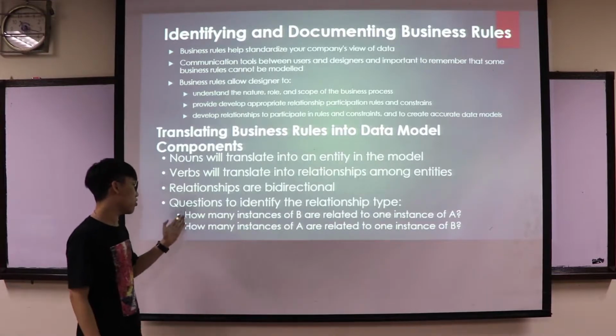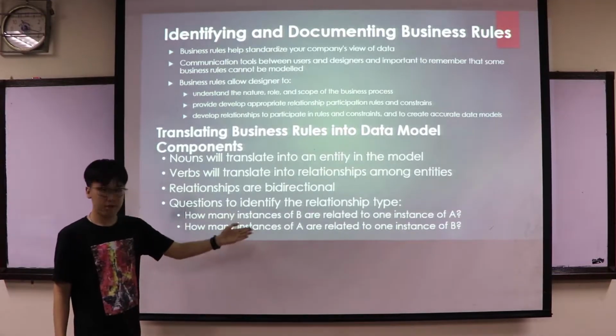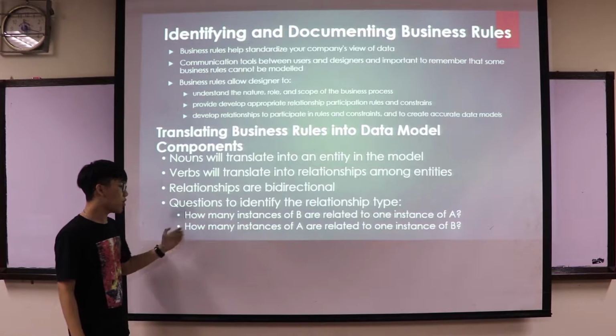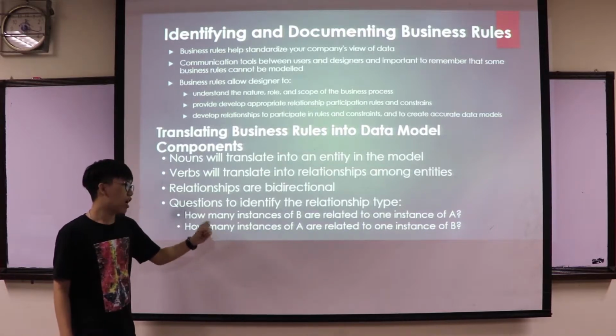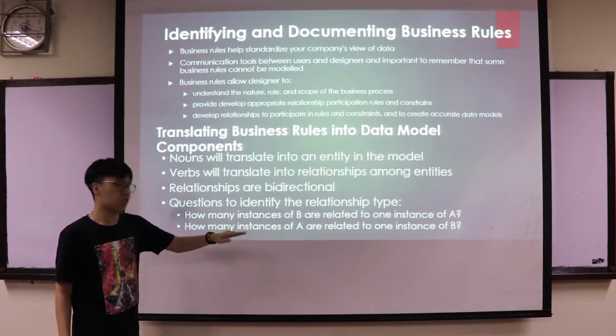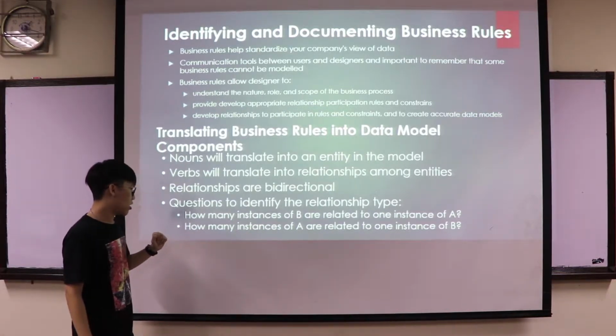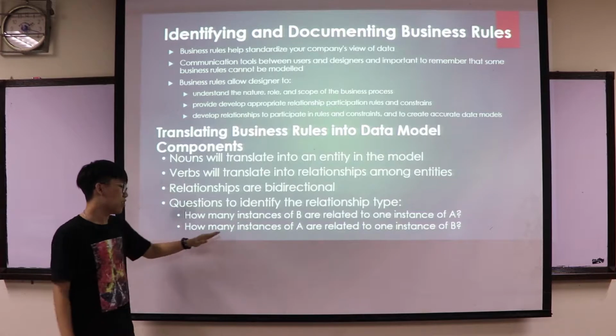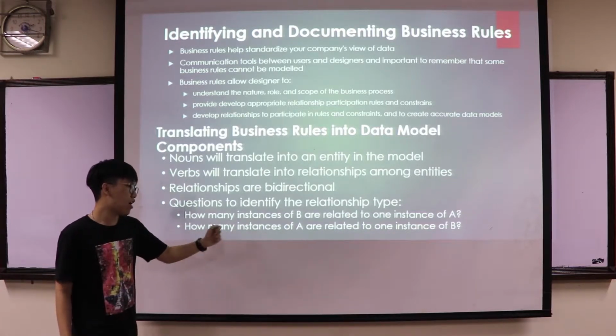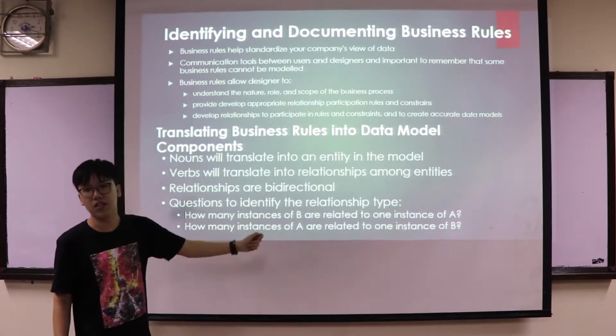Questions to identify the relationship type. The first one is how many instances of B are related to one instance of A. And second is how many instances of A are related to one instance of B.